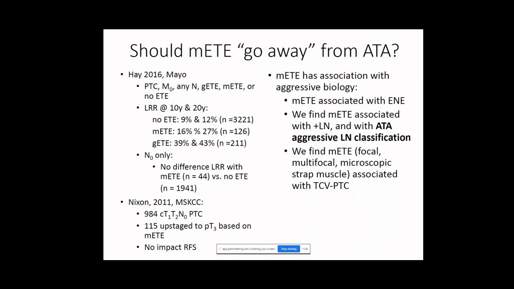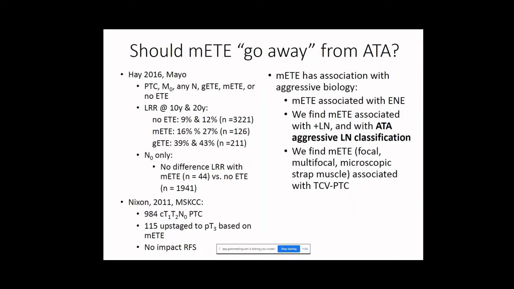Here's another study, 2011, Memorial. They looked at almost 1,000 patients who were clinically T1, T2, N0, who were then upstaged pathologically to T3, that was in the seventh edition. So there were 115 patients who had microscopic ETE in this clinically low-risk group. And in this group, they found no impact on recurrence-free survival.